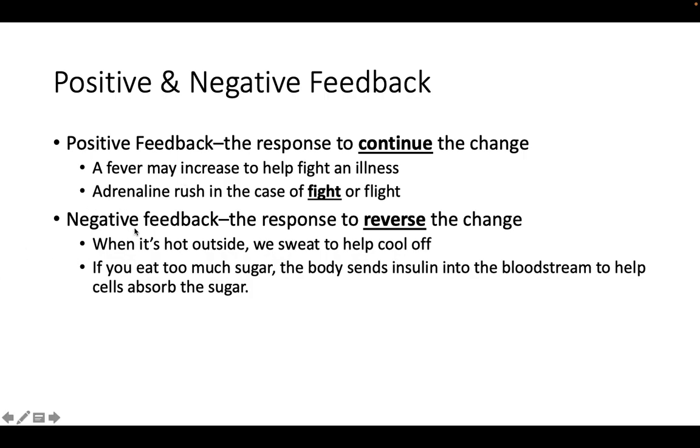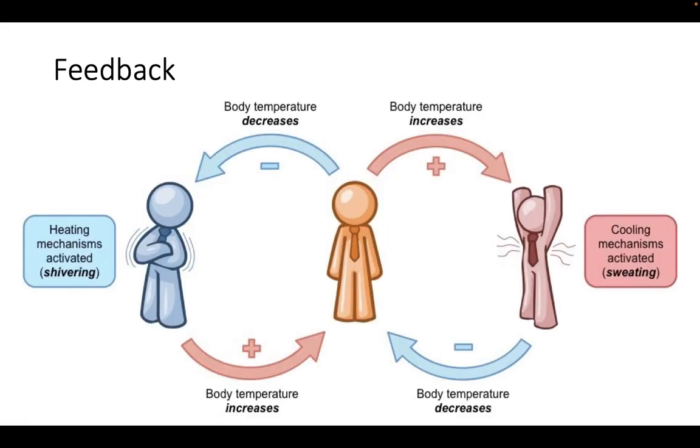Negative feedback is the opposite. It wants to reverse the change. So, like when it's hot outside, we sweat to help us cool off. If you eat too much sugar, the blood's going to send insulin into the bloodstream to help the cells absorb the sugar so that there's less in the bloodstream, so on and so forth. So, there's different feedback loops depending upon what the body needs at that point in time.